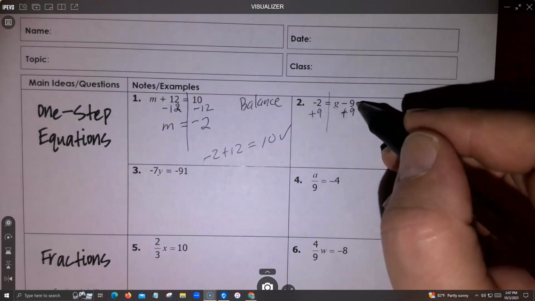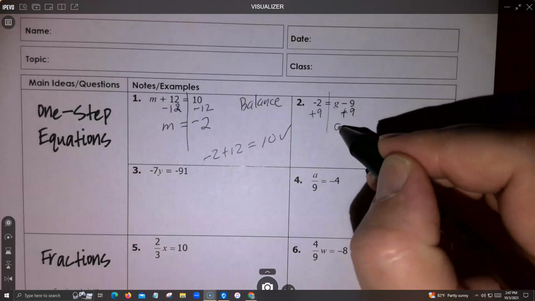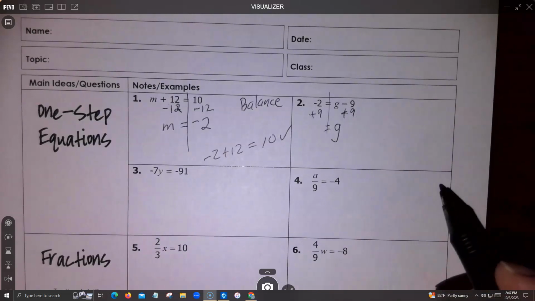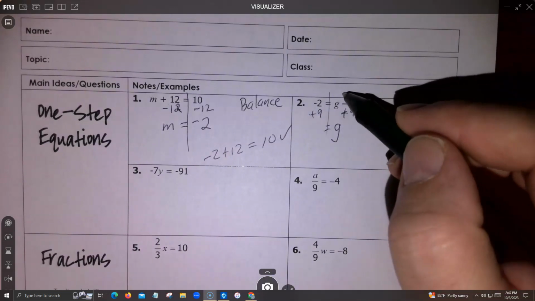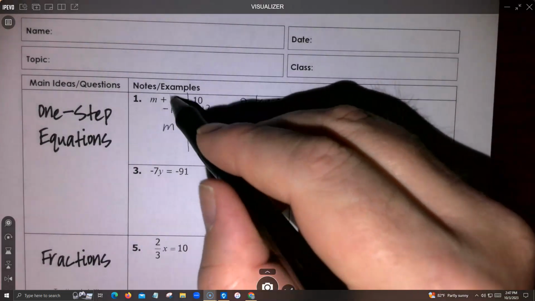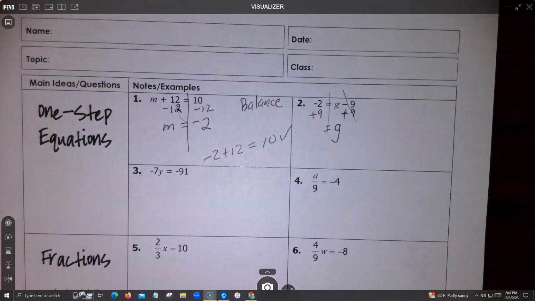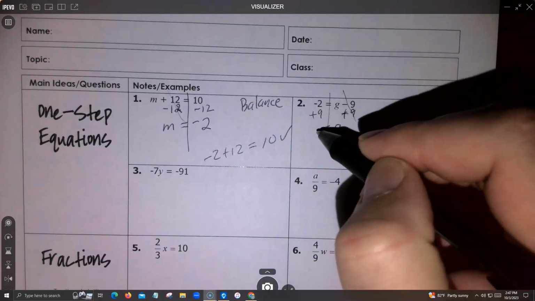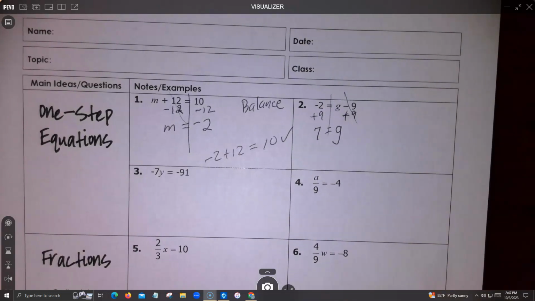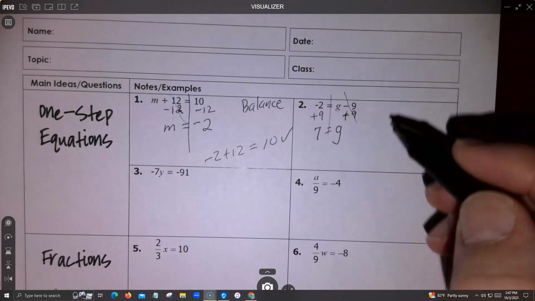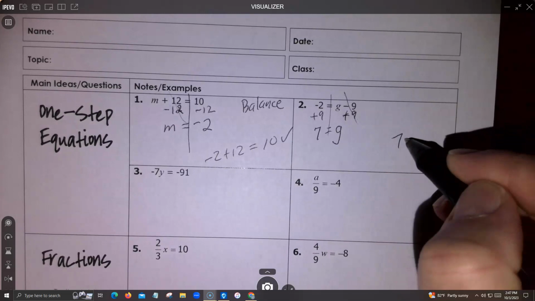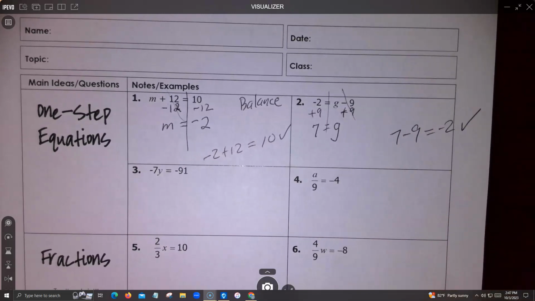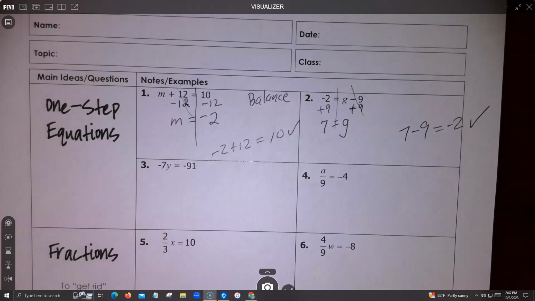Now, if I took away 9 and then I added 9, I'd be back to g again. So these kind of wipe each other out if you want to think of it that way. In fact, if you wanted to, you can put a light line through there to remind yourself that they no longer exist, right? Because you've knocked them out. Negative 2 plus 9 is 7. Okay? So again, if I were to put in the calculator 7 minus 9, I am going to get a negative 2. So that's how I know if I'm right.